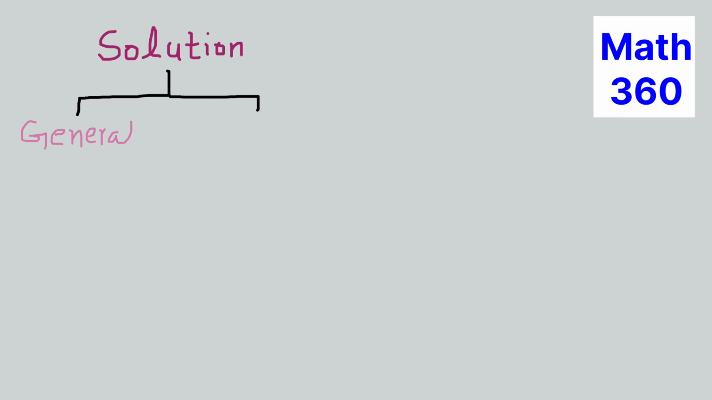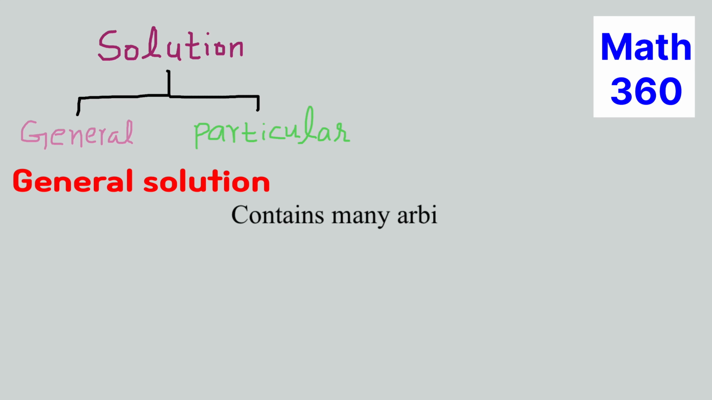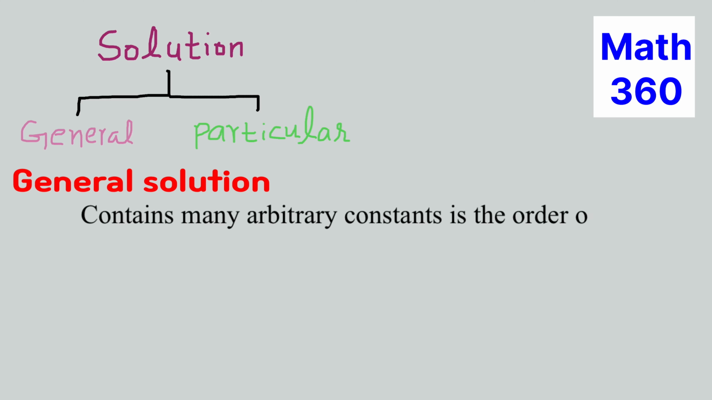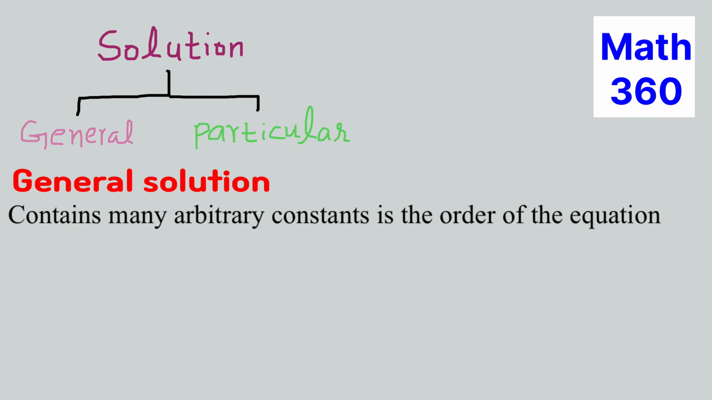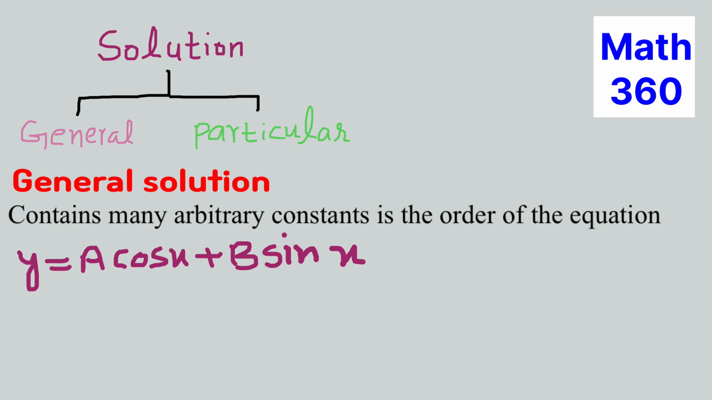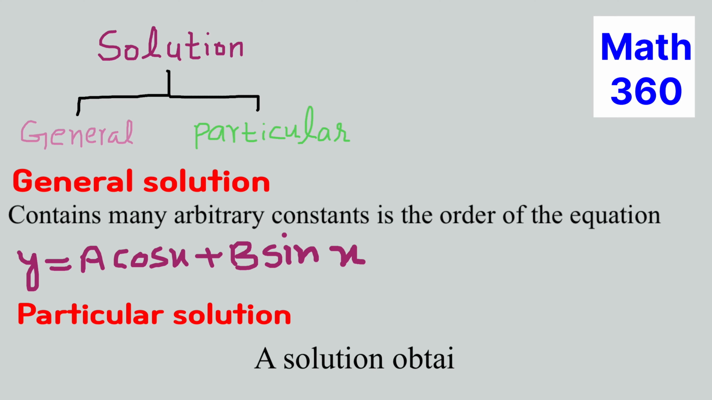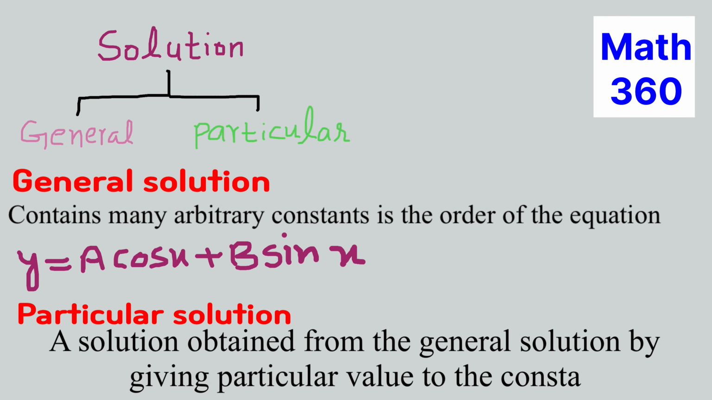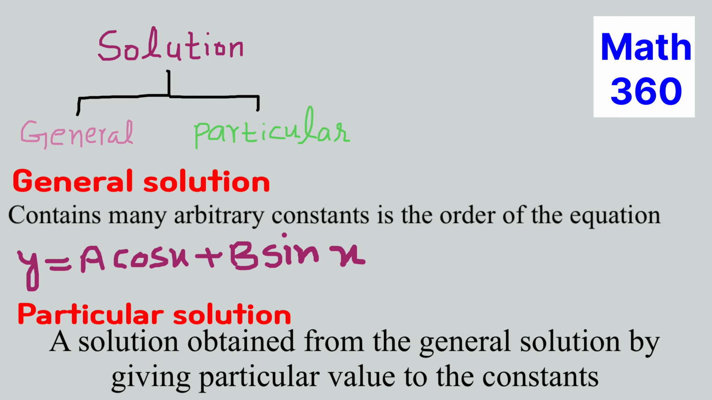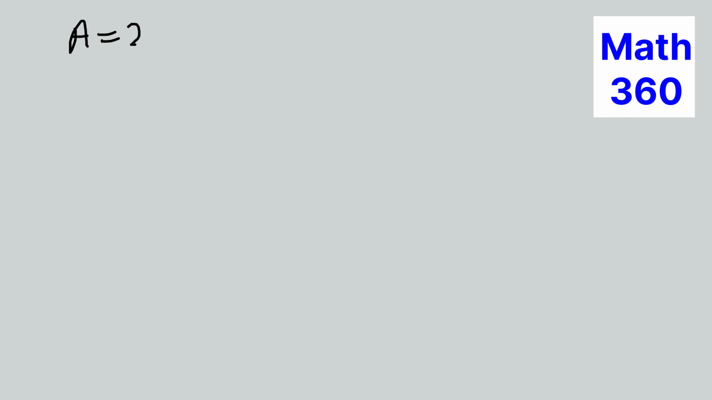Types of solutions: general solution and particular solution. A general solution is a solution of a differential equation which contains as many arbitrary constants as the order of the equation. Example, y is equal to a cos x plus b sin x, where a and b are constants. A particular solution is a solution obtained from the general solution by giving particular values to the constants. For example, if we plug in a is equal to 2 and b is equal to minus 1 in the general solution, the particular solution becomes 2 cos x minus sin x.